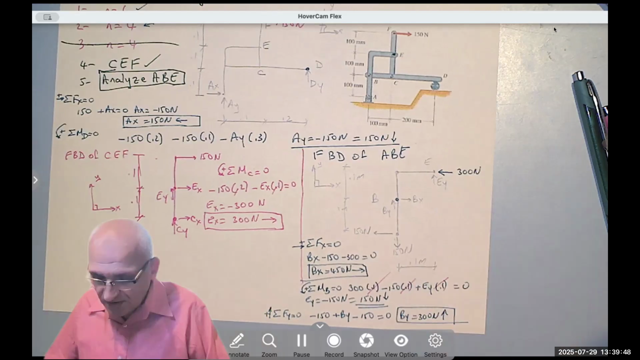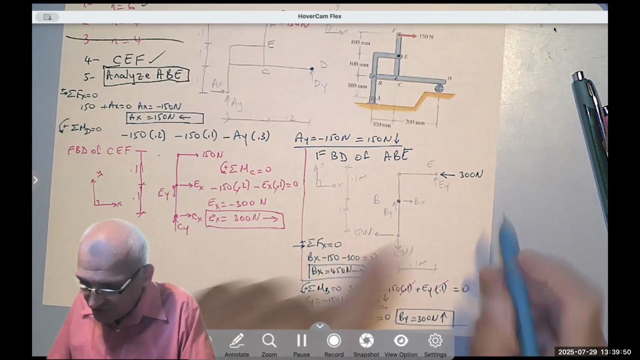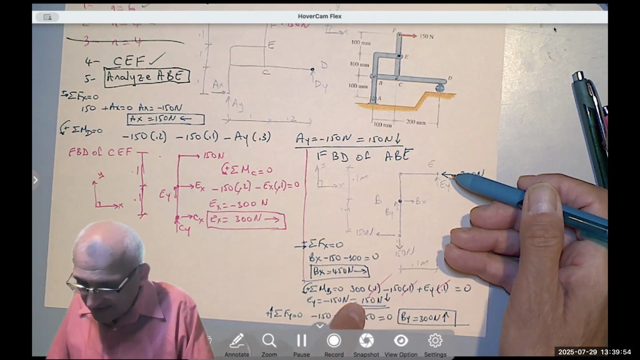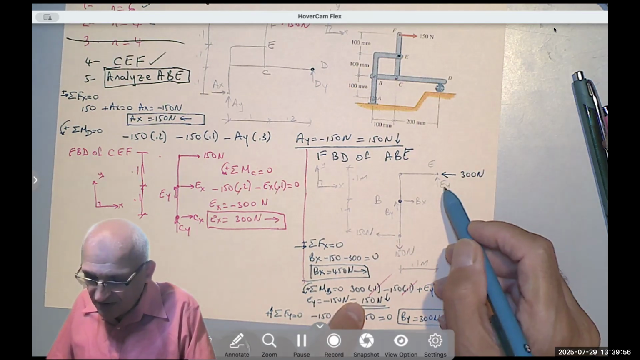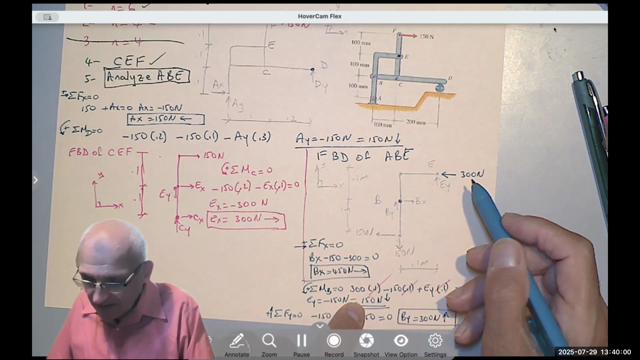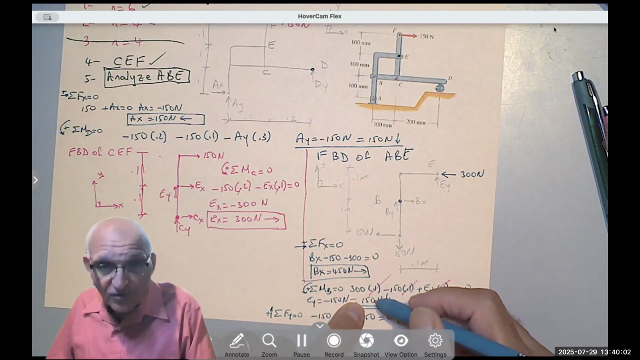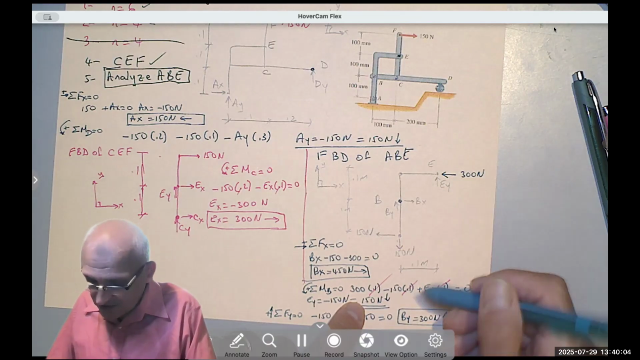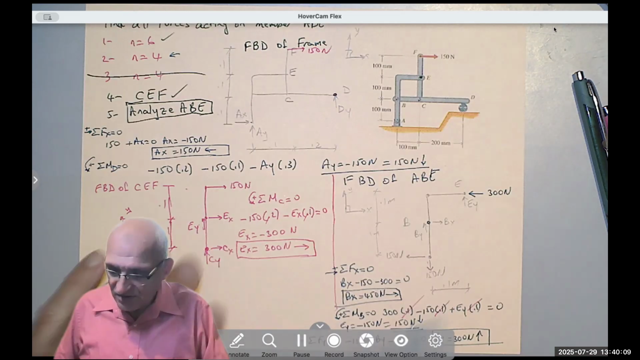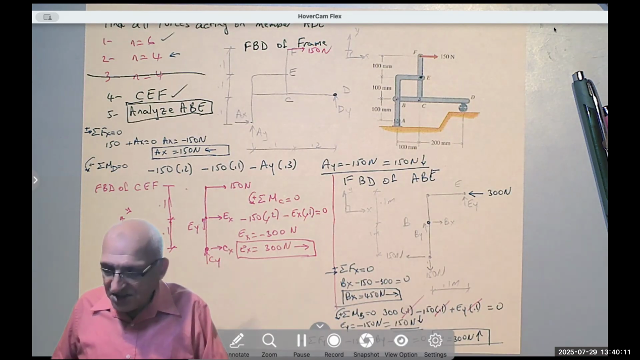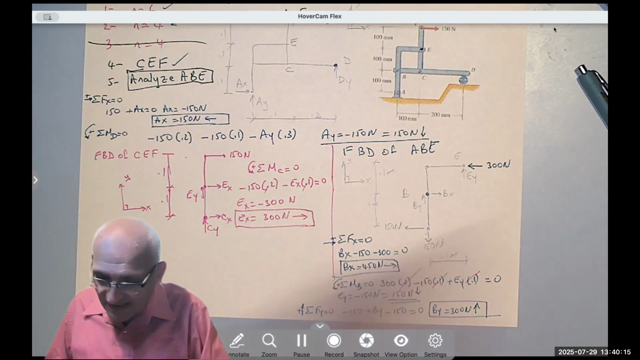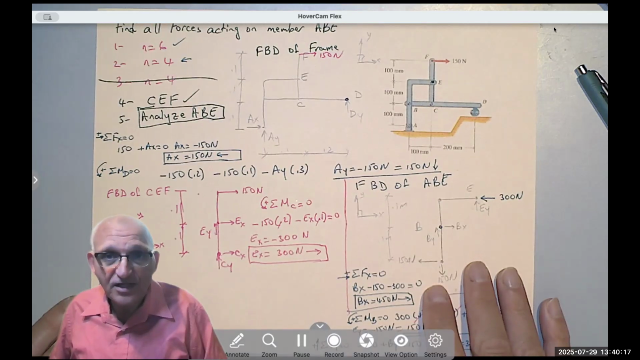For here, if you want, you have x to the left and y down 150, so it's here in the third quadrant. And the magnitude is square root of 150 squared plus 300 squared, and the slope that it makes is 1/2. So you take the inverse tan of 1/2 to find the angle. But generally, if you find x and y, that's good enough. And that is how we analyze this frame.